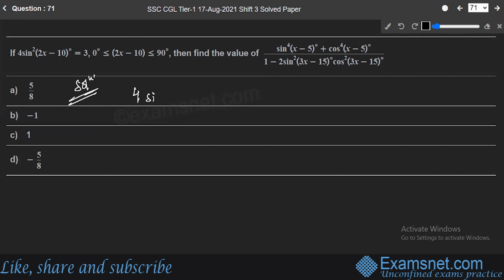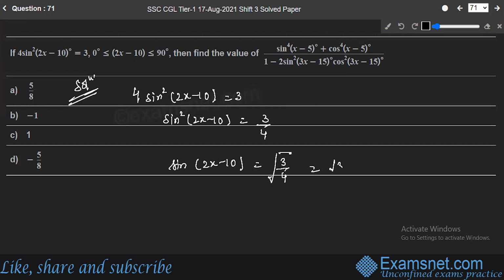4 sine square (2x minus 10) is equal to 3. So sine square (2x minus 10) is equal to 3 by 4, or sine (2x minus 10) will be equal to root 3 by 4, which is equal to root 3 by 2. Okay, so from here, what is the value of theta for which sine theta is equal to root 3 by 2? This is 60 degree. Sine 60 degree is root 3 by 2.